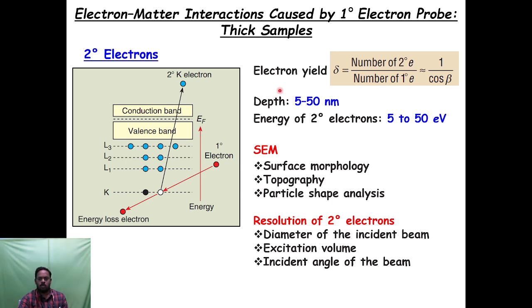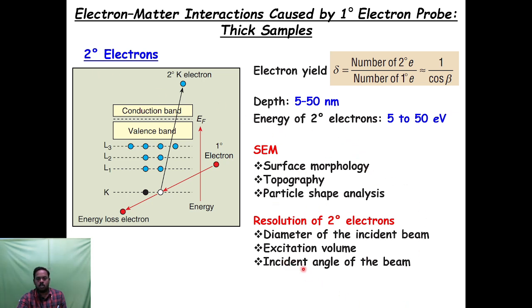The depth from which they are ejected is 5 to 50 nanometers of the sample, and the energy of the secondary electrons may be 5 to 50 electron volts. The primary electron beam has an energy of approximately 50 kilo electron volts, so the secondary electron energy will be only 5 to 50 electron volts. Using the secondary electrons, we can get information about the surface morphology and topography of the sample, and we can do particle size and shape analysis. These are the key information we can get from secondary electrons.